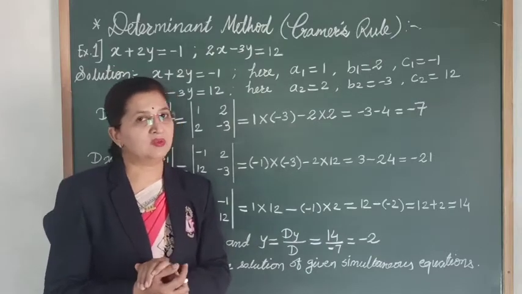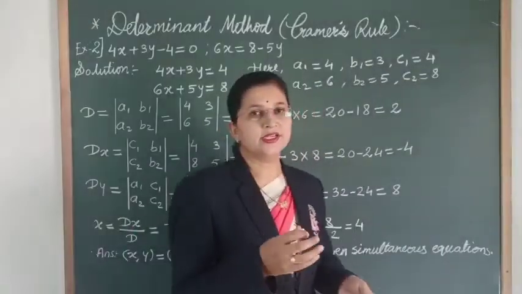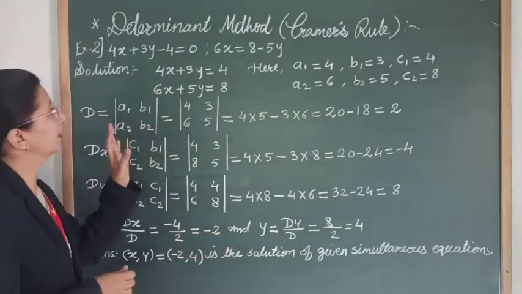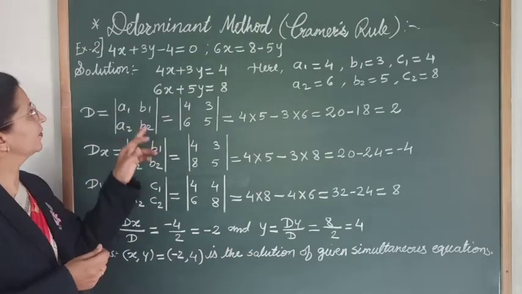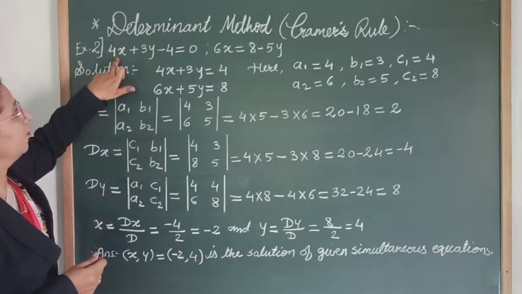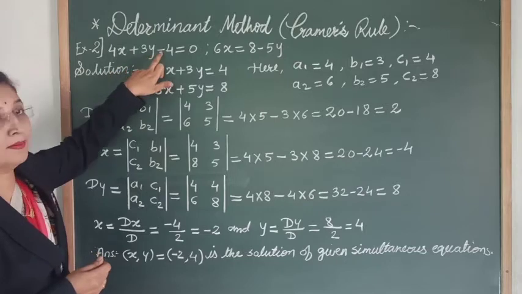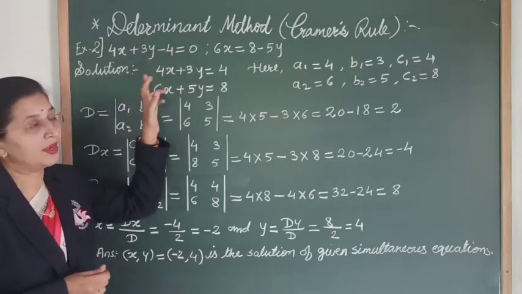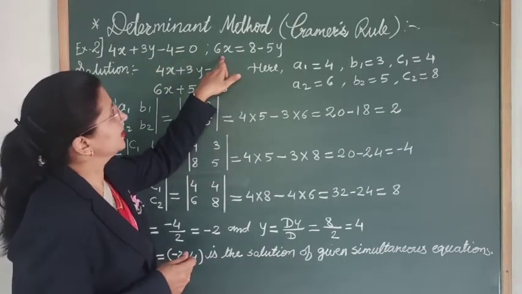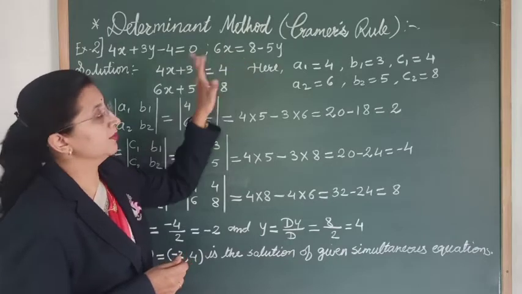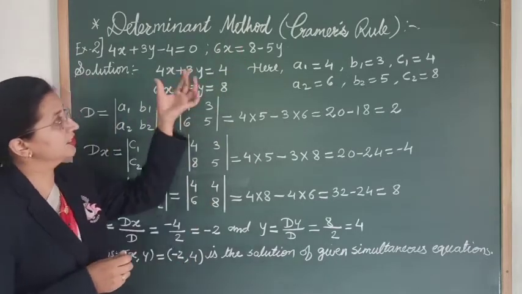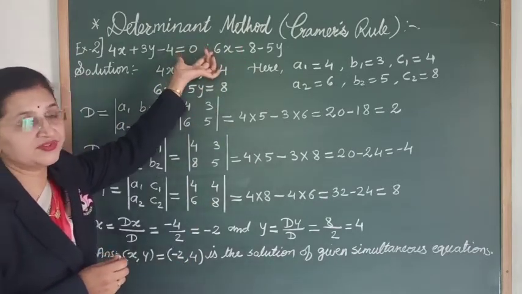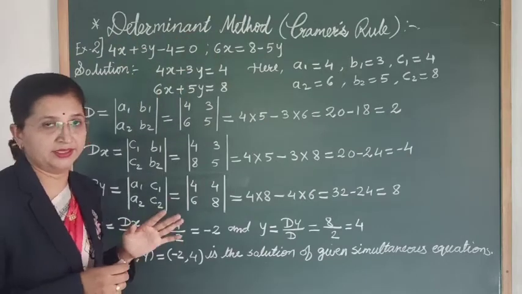Okay, let's see one more example. So dear students, here we have one more pair of simultaneous equations. The equations are 4x plus 3y minus 4 is equal to 0, and the second one 6x is equal to 8 minus 5y. So these are the simultaneous equations which we have to solve by the determinant method.